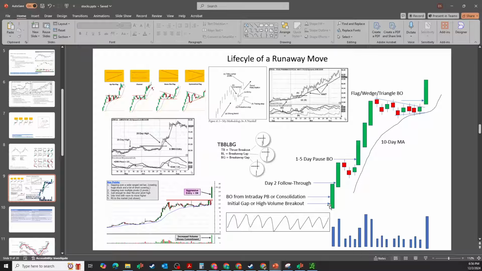You could have a small starter and then add and then add and then add, and you could have a very sizable position by the time you get to this flag or wedge or triangle breakout, if it ever makes it that far. And that's the thing you have to keep in mind. If you study just about any successful momentum move or runaway move, it's going to unfold in a very, very similar fashion to what I've described here.